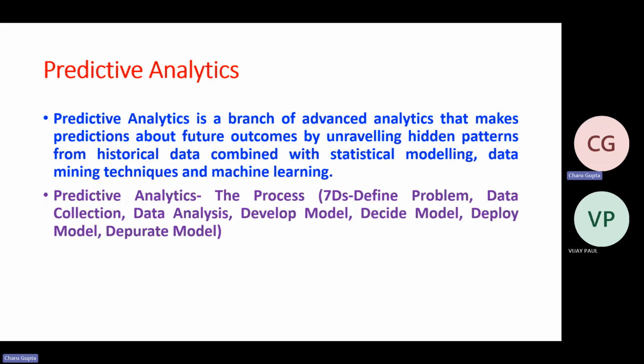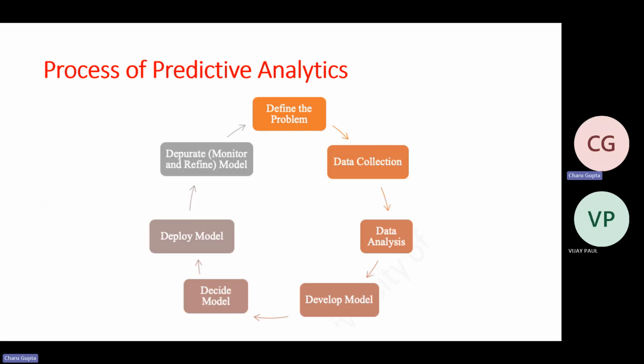The process of predictive analytics consists of 7 Ds, right? It is basically a life cycle, which consists of 7 Ds. The first one is defining the problem. In the second step, we collect data. The third is data analysis. The fourth step is developing the model. And after this, we decide the model. Once the model has been decided, we deploy it. And in the last step, we refine the model or we depurate the model.